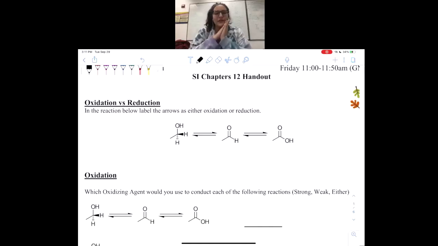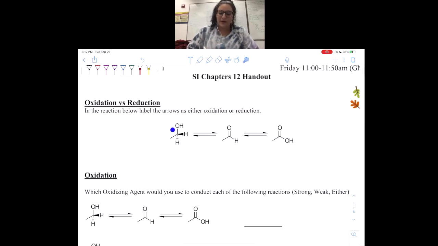So the first thing we're going to cover today is oxidation and reduction. We actually already did oxidation in the last chapter, but we're going to review it a little bit again now. First thing first, I have this scheme written for you guys, and we're going to define what is oxidation and what is reduction.